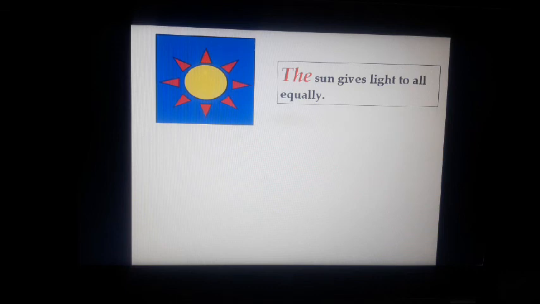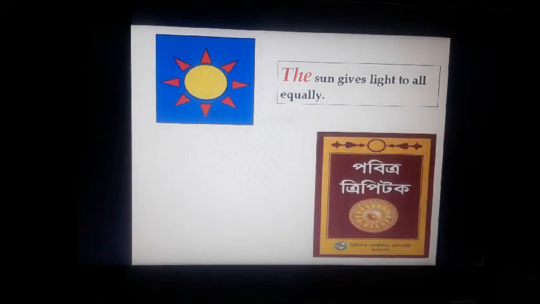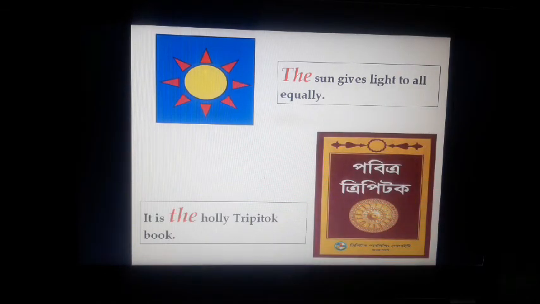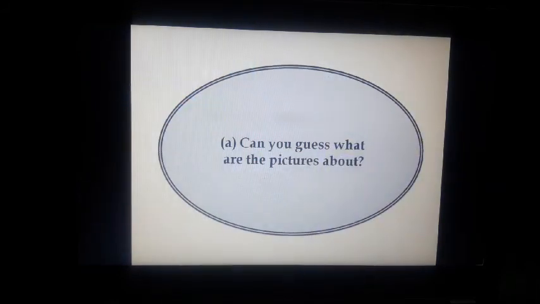Look at the pictures and make a sentence with the picture. Let's see. The sun gives light to all equally. Let's see the next picture. What do you see? It is the Holy Tripitaka book. Now, dear students, can you guess what the pictures are about? Yes, I know you have already guessed it.